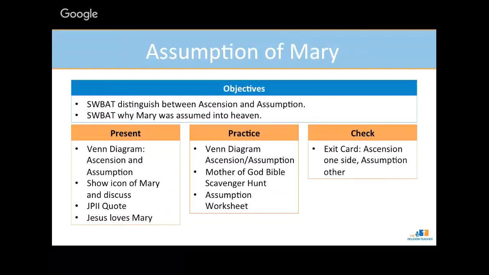I'm a big fan of exit cards. Exit cards are basically just note cards that kids can quickly answer questions on and then give to you so that you can check quickly. On one side you can have the Ascension, on the other side the Assumption. They just draw a picture and you just look: is it a picture of Jesus for the Ascension? Is it a picture of Mary for the Assumption? That would be a key thing to look at for those pictures. Or have them write out a summary, a memory of what they have done.